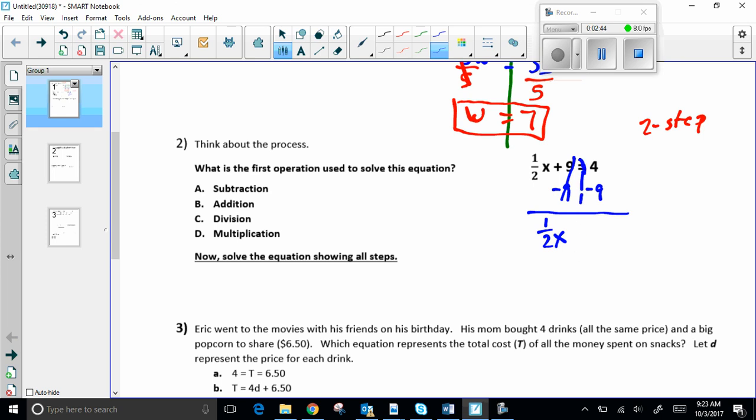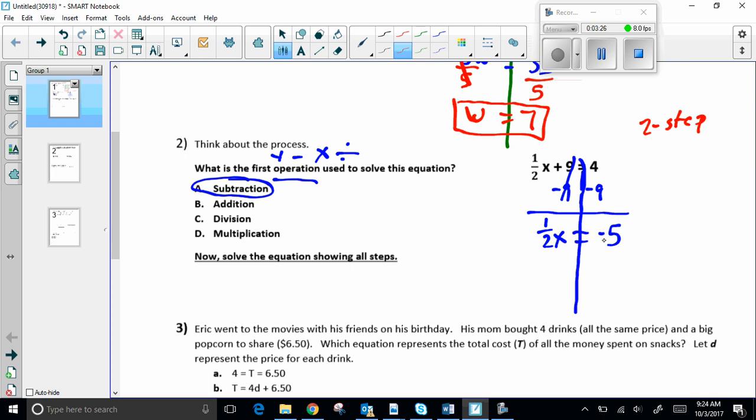I got my line going down from my equal sign. On the other side, 4 minus 9, don't forget we're dealing with integers. That's a negative 5. So I'm going to pause right here for a second and go back to this question. What is the first operation used to solve this equation? Operation means adding, subtracting, multiplying, or dividing. Those are all your operations. What you did first is you subtracted first, so you used subtraction. Okay, they're just looking to see if you can describe or explain what's going on, and so that's what you did here. Now I want to go back and finish this problem.